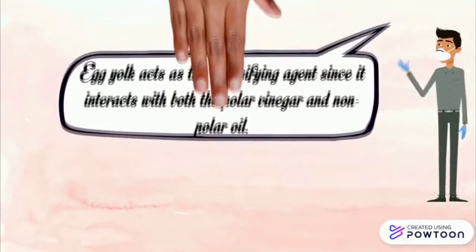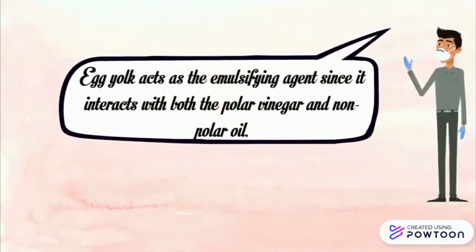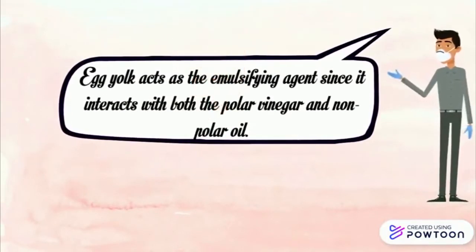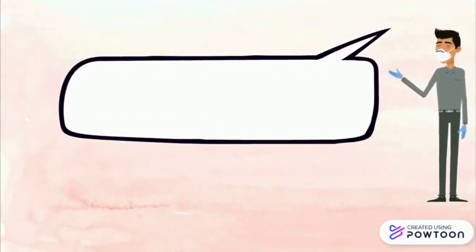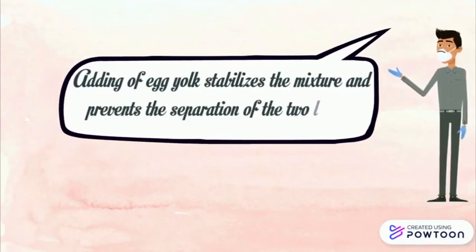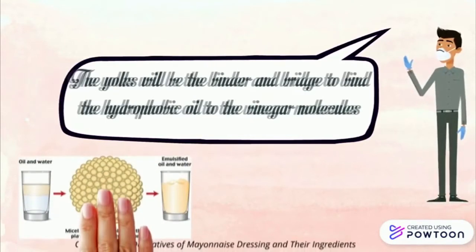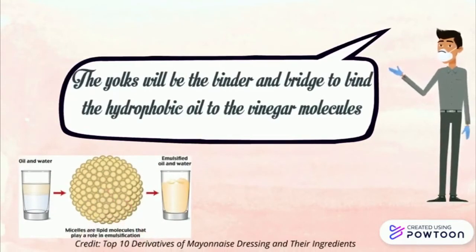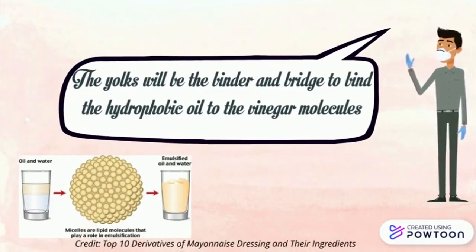Egg yolk acts as the emulsifying agent since it interacts with both the polar vinegar and non-polar oil. Adding egg yolk stabilizes the mixture and prevents the separation of the two liquids. The egg yolk will be the bridge to bind the hydrophobic oil to the vinegar molecules.